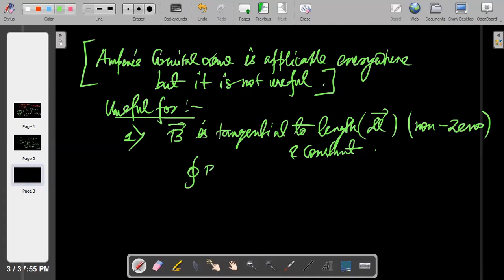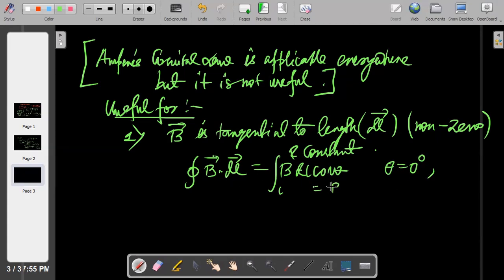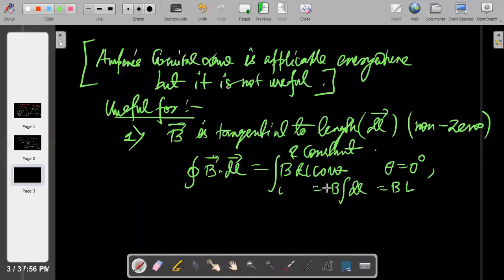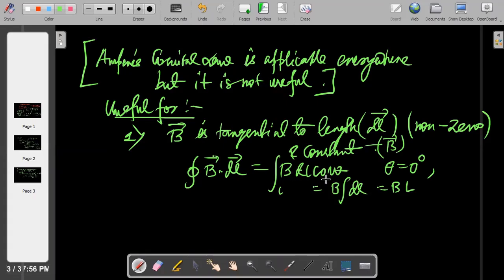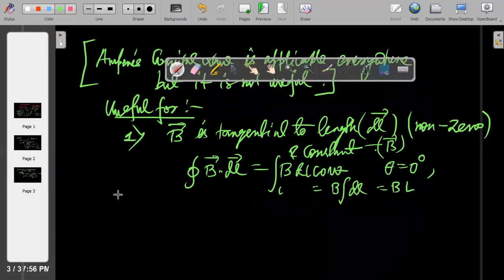Like what I told, B dot dl. If it is tangential, it will be B dl into cos theta, line integral. So theta is nothing but 0 degrees, so it is nothing but B, and the integration of dl will give B into L. Constant means this magnetic field B is constant everywhere. That we did for Gauss's law also, the same type of thing. Please recall. This integration of dl is nothing but the length of the wire, and B is constant, that's why B came outside.